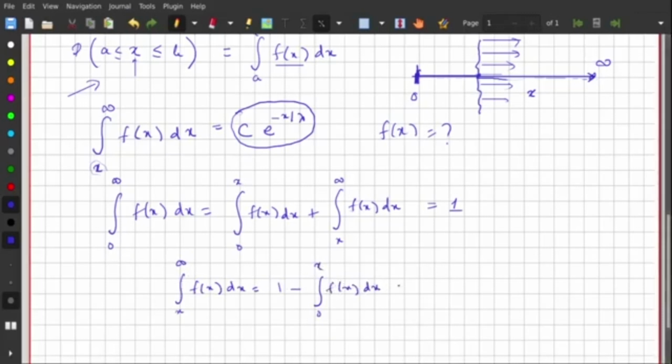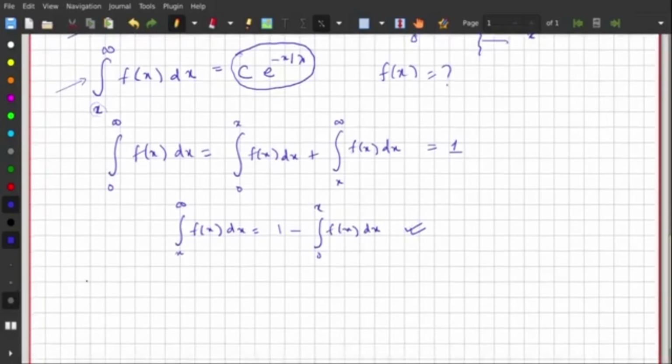If you use this equation and substitute it here, what we get is 1 minus the integral from 0 to x of f(x) dx equals c e^(-x/lambda), or this could be rewritten in a slightly different way.